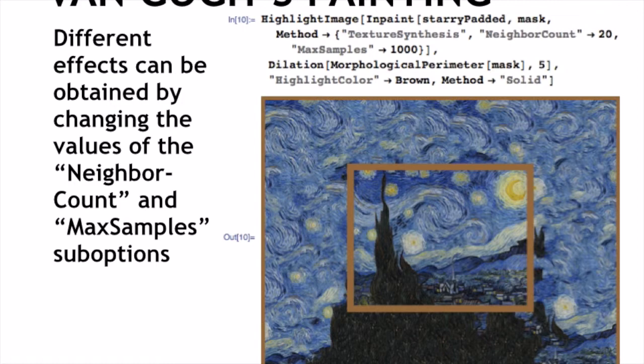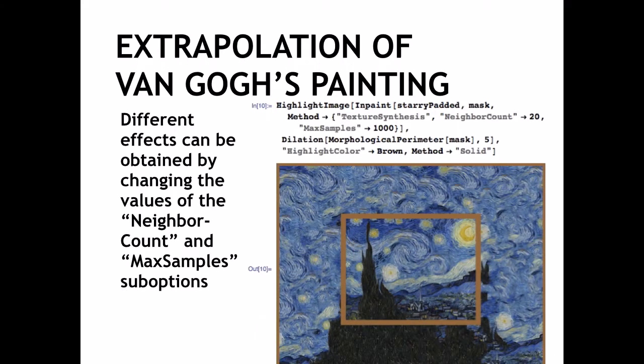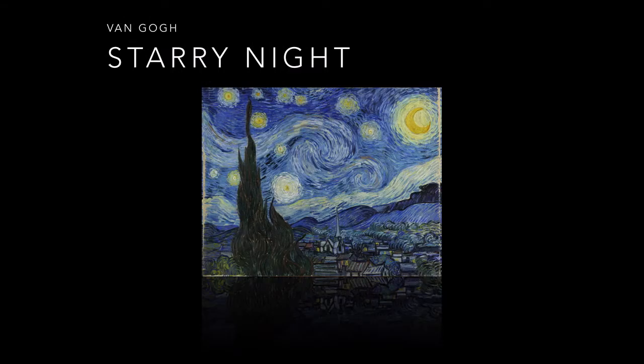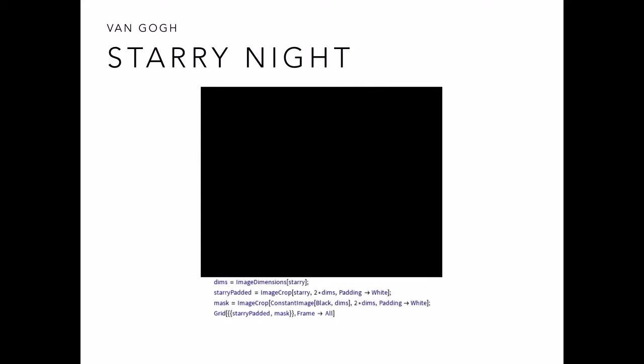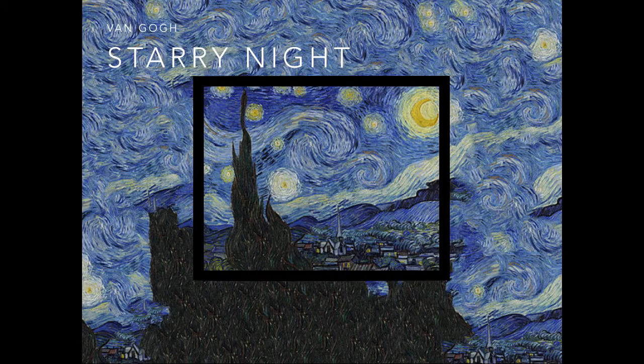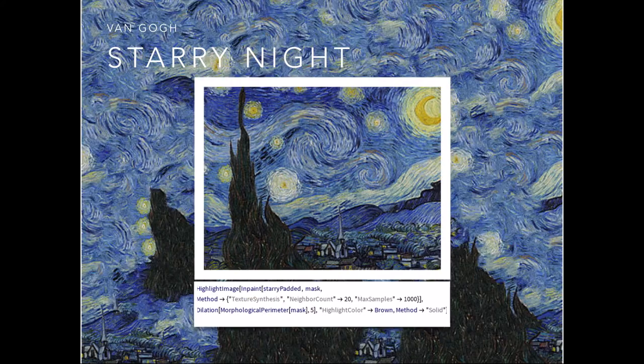I get the idea. Let me try it by myself. First, I import the painting and remove the border. Next, I extend the image by padding it with white pixels to generate the inpainting region. Now I extrapolate the painting using the texture synthesis method, and I tried several different values for these parameters.